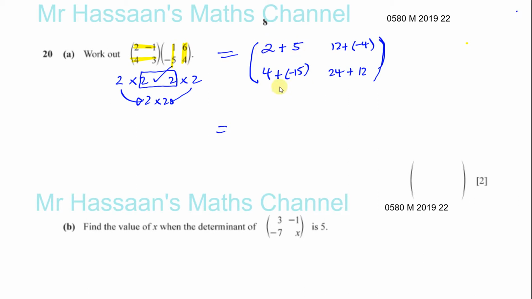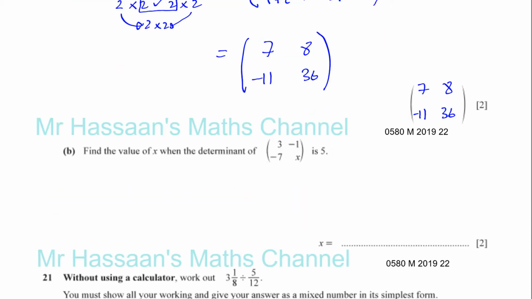You got 5 plus 2, which is 7, and you have 12 minus 4, which is 8, and you have 4 minus 15, which is negative 11. And we have 24 plus 12, which is 36. So there's our answer. We should write it in the space: 7, 8, negative 11, and 36. And there we have the answer for question 20 part A.